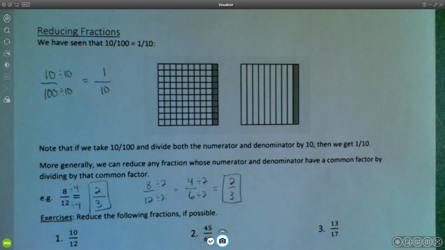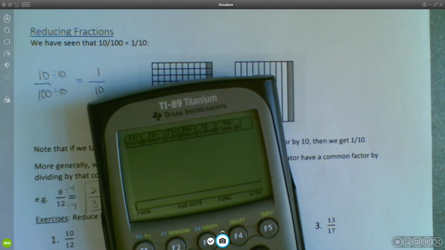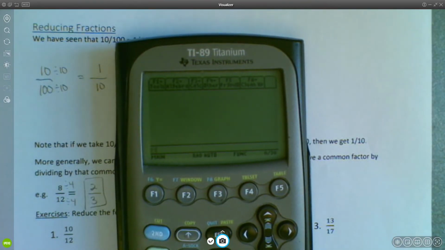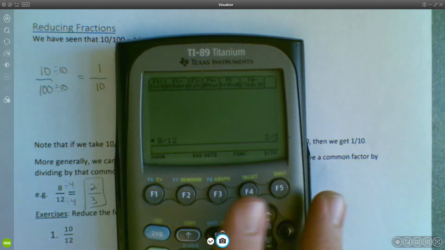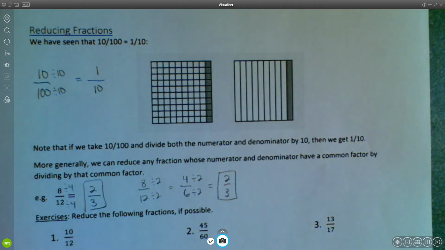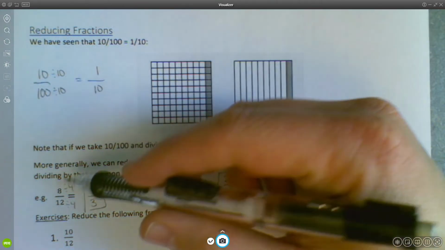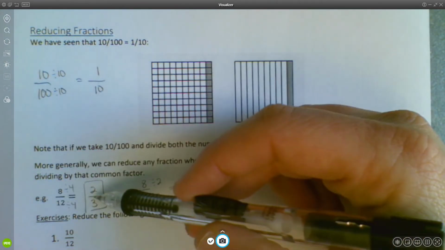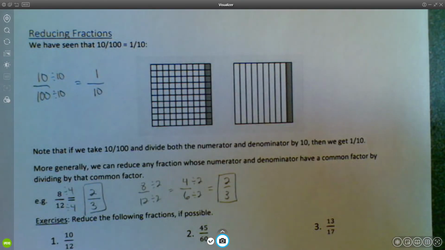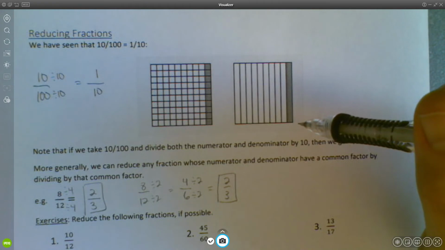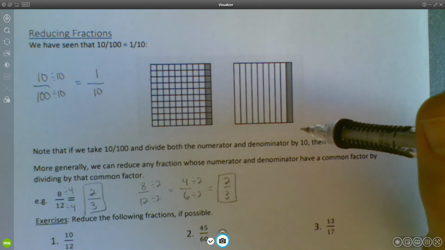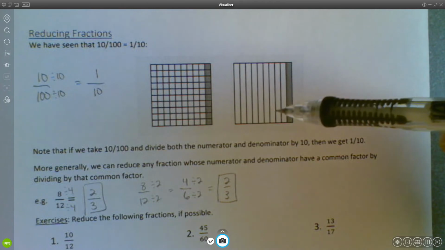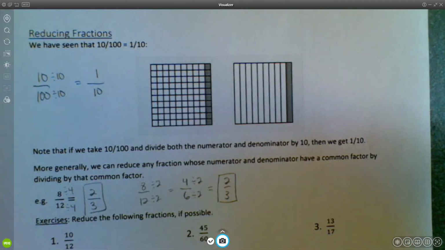You could also use a calculator. Some calculators will reduce fractions for you, and some won't. Mine does. If I type in 8 divided by 12 and hit enter, it automatically reduces it to 2/3 for me. The Google calculator does not do this. If you type in 8 divided by 12 into the Google calculator, it'll just spit out 0.666666666. It'll just change it to a decimal. So that's the downside, I guess, to the Google calculator. But anyway, worst case scenario, you can always reduce by hand.